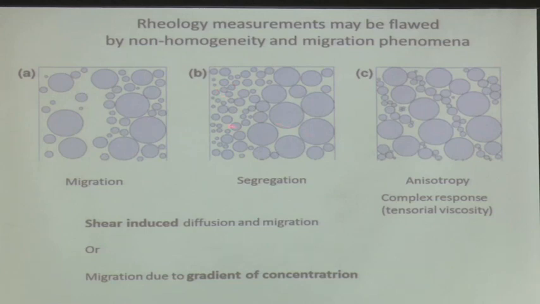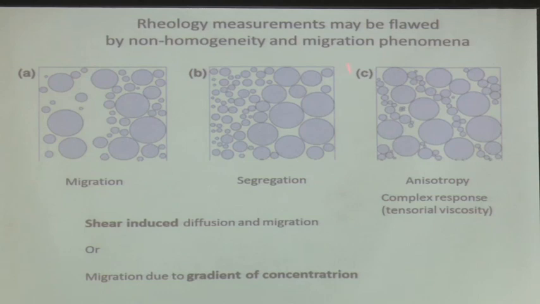If you have a bidisperse suspension, you may also have segregation, because again, what you would like to have, the simple configuration, is when the big and the small particles are completely mixed. But if because of the flow they demix, you have a region with small particles and a region with big particles, and of course the viscosity of your system will be different from the completely mixed system.